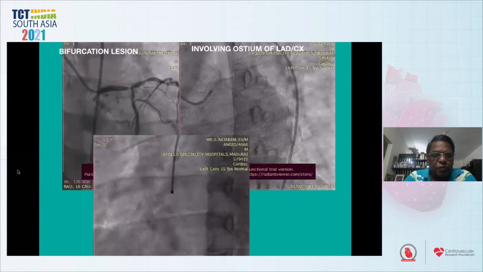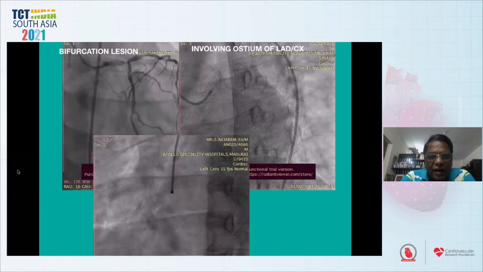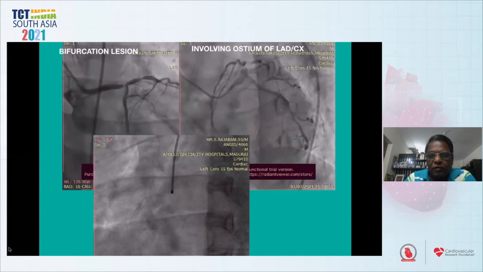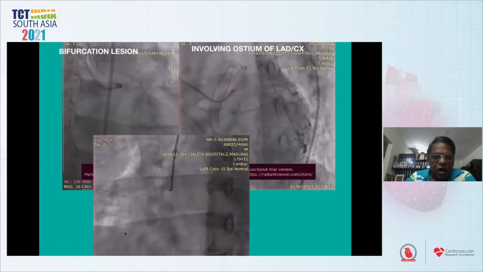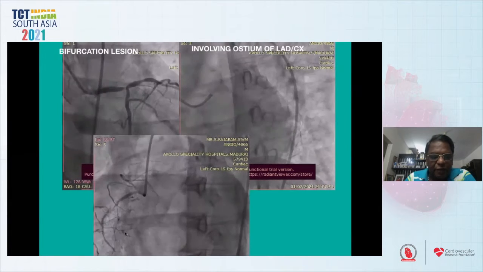That's the diagnostic picture. As you could see, there is a bifurcation lesion in the left main before the origin of the LAD and the circumflex, which is in different views. It also confirms involvement of the ostium of the LAD and circumflex. RCA showed subtotal obstruction, possible culprit lesion for the current presentation.